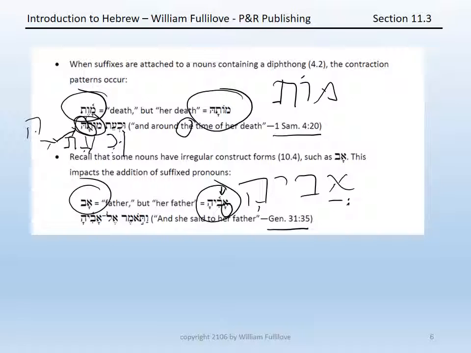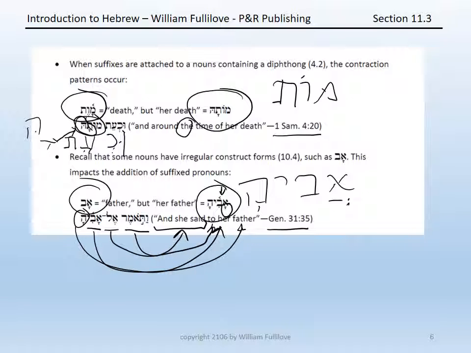Genesis 31:35, Vatomer el avihah. Vatomer is a narrative form that we will discuss in a couple chapters, glossed as "and she said." El is the preposition "to," and then avi is the construct form of the noun av, father, and the hah is the third feminine singular possessive suffix, her father.